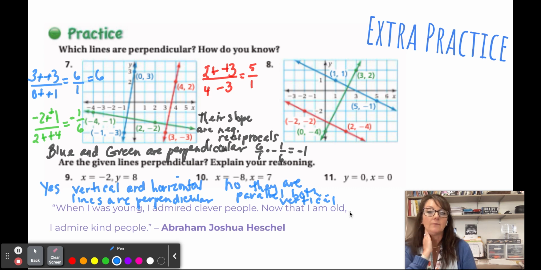Okay. And then finally, I'm going to pause the video and let you do number 11, the last problem. We want to know if y is equal to 0 is perpendicular to x is equal to 0. And then let me know if you are left with any questions.